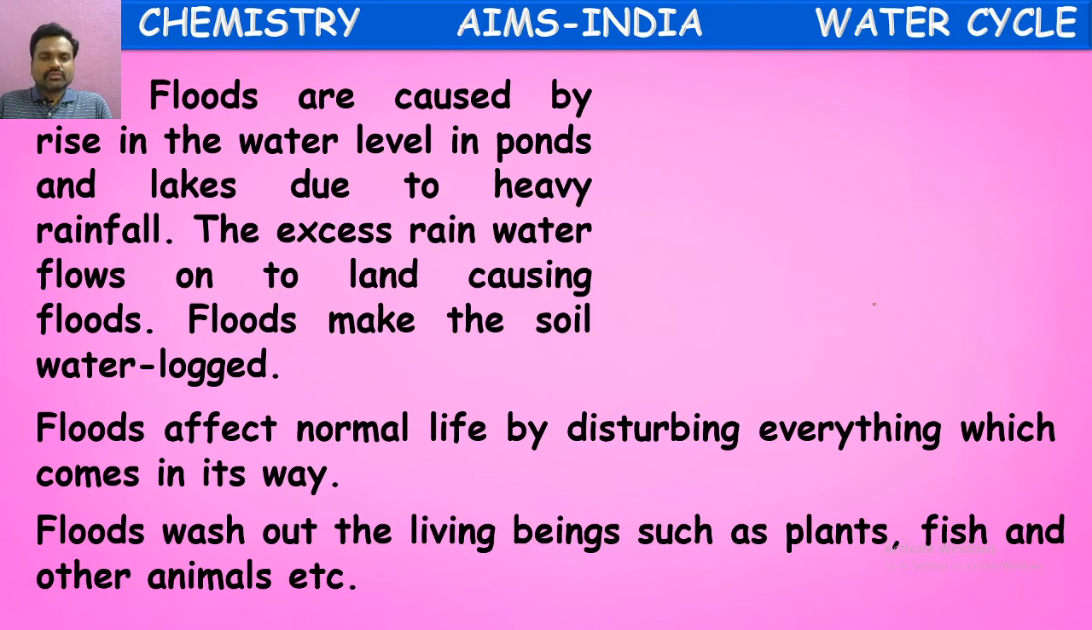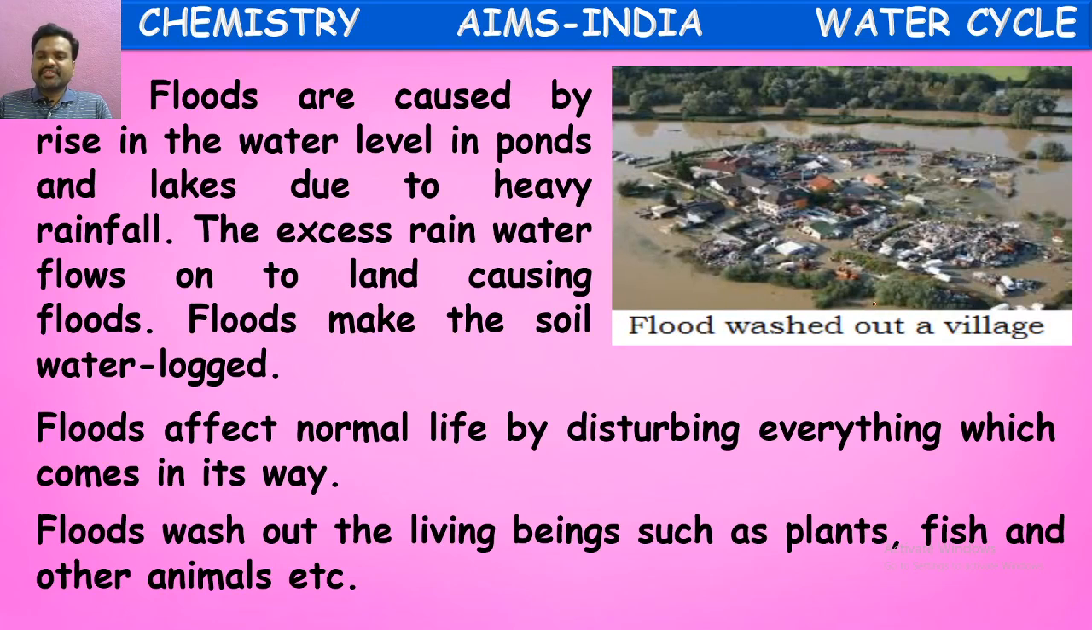Floods wash out the living beings such as plants, fish, and other animals. These all will be washed away because the flood will come with very great force. Water will be coming with great force and will be overflowing from the water bodies. So the aquatic animals also come onto the land, they will be washed away along with that, and whatever is there in its path, all will be disturbed and spoiled.